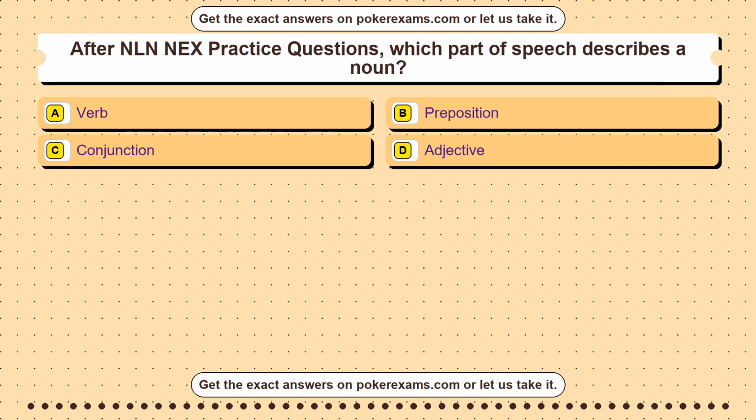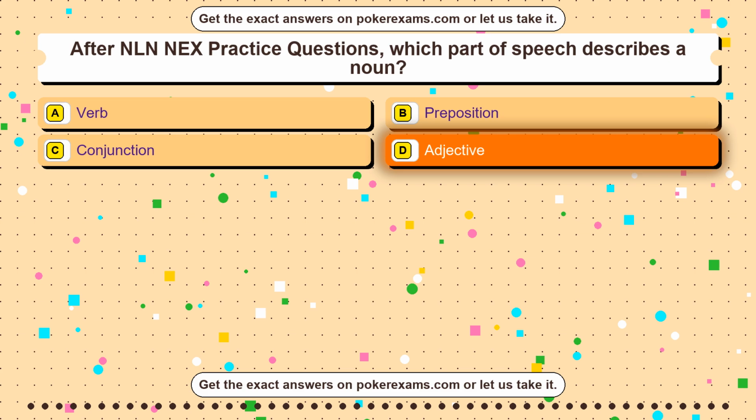Question 46. After NLN NEX Practice Questions, which part of speech describes a noun? Option A verb. Option B preposition. Option C conjunction. Option D adjective. The correct answer is option D, adjective.